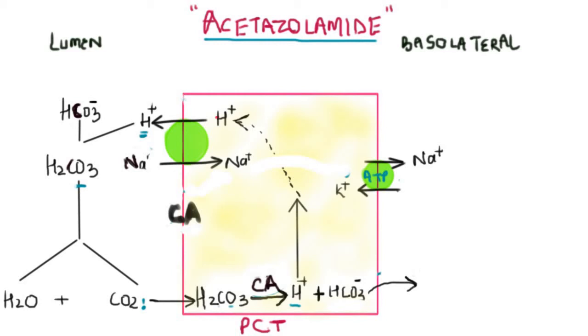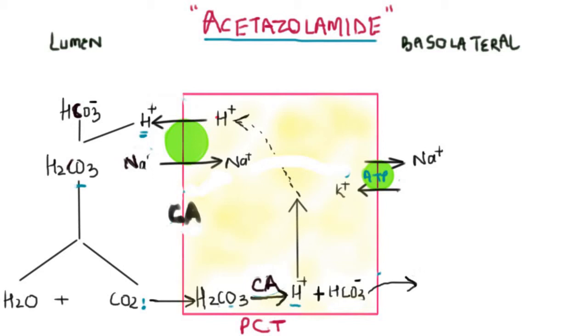So in this video, we are going to take on another class of diuretics which are called carbonic anhydrase inhibitors, and the prototype drug in this class of diuretics is acetazolamide. Although there are some other drugs like dorzolamide, in this video we'll take on only acetazolamide and its mechanism of action, the clinical scenarios in which we use acetazolamide as a diuretic, and also the potential side effects of acetazolamide.